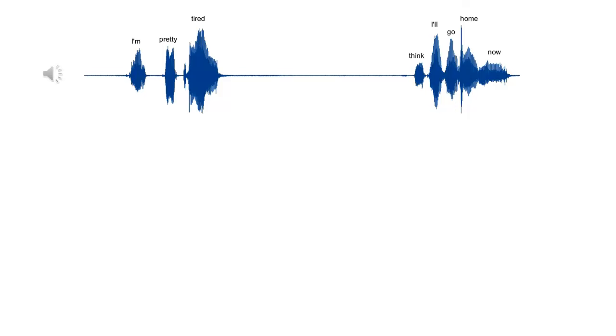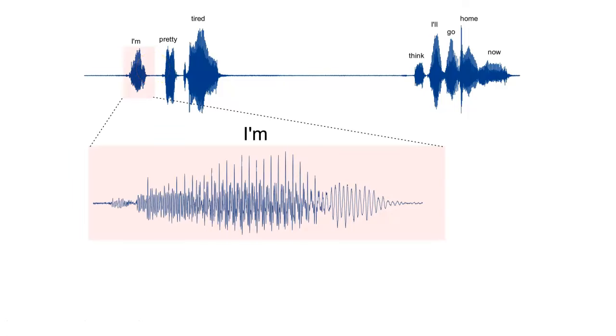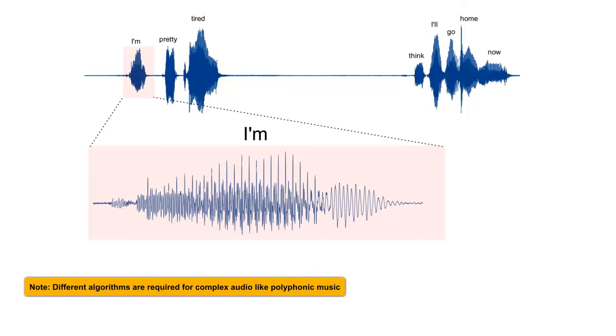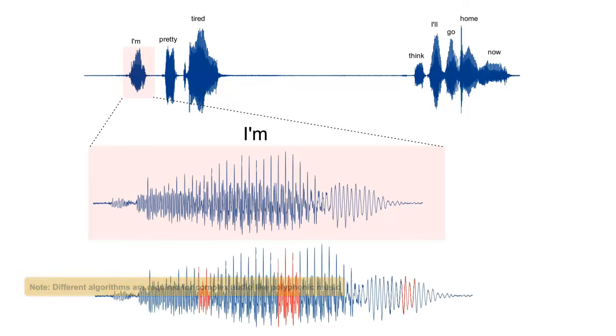Now, in order to understand the algorithm, it's best to first understand how it works from a waveform perspective. So I'm going to zoom in on a single word, I'm. And when we zoom in, we can see that the waveform has kind of a periodic structure associated with it. And timescale modification algorithms take advantage of this and basically just discard or repeat certain segments.